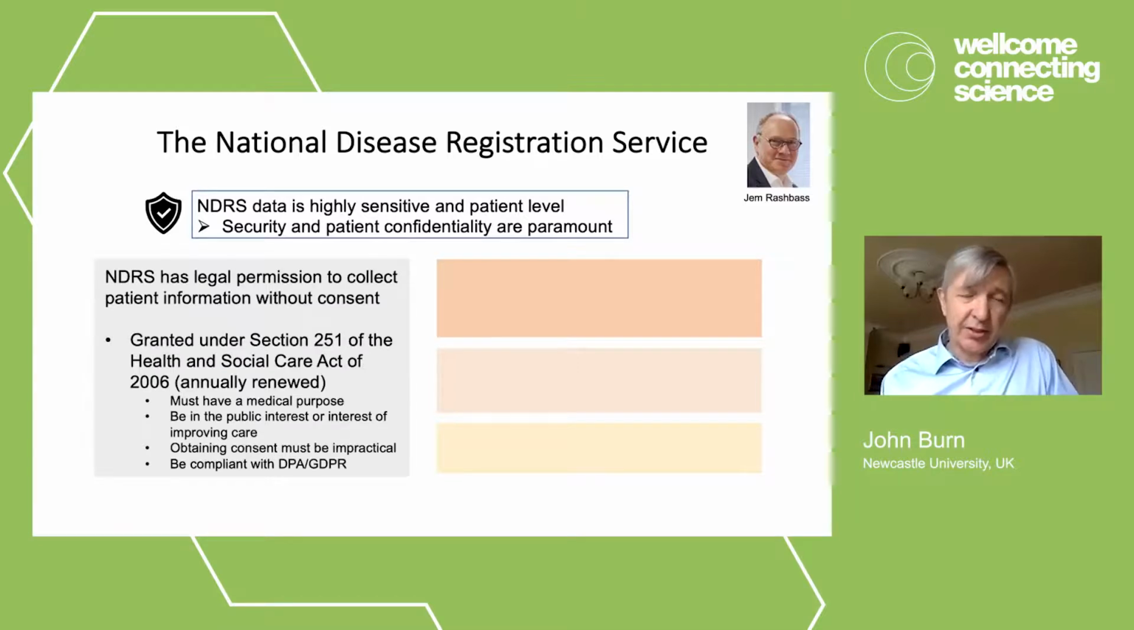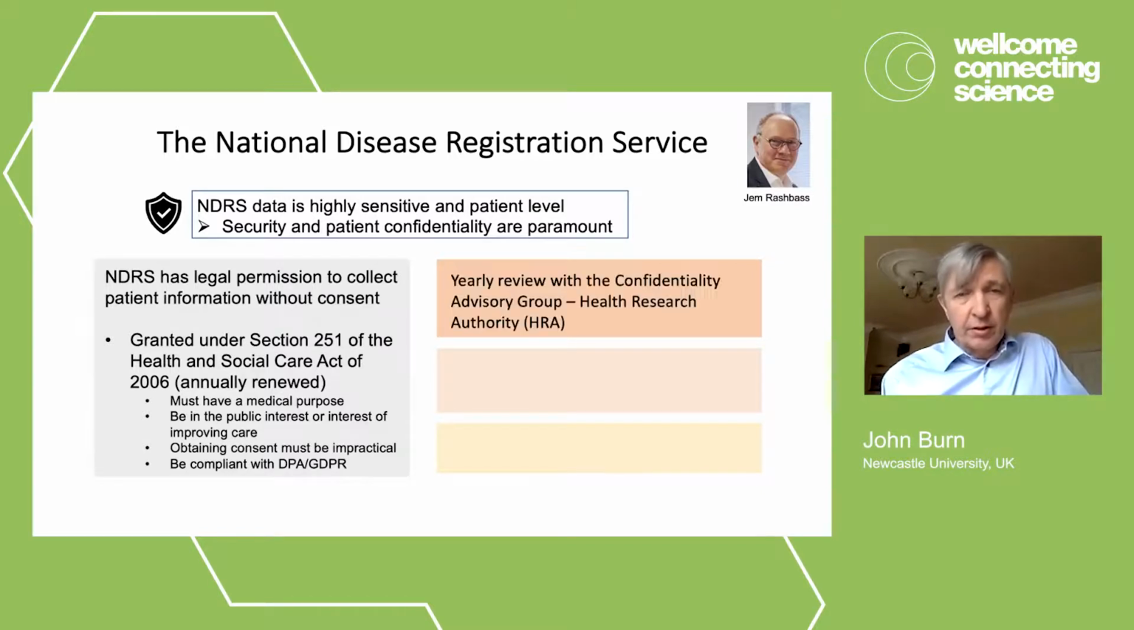And it has, in British law, legal permission to collect information about patients, granted under what's called Section 251 of the Health and Social Care Act. And of course, this is a very sensitive issue, so it is under review annually by the Confidential Advisory Group of the Health Research Authority. And patients can opt out of it, although this is very rarely the case, because people have a trust in the NHS in Britain and are happy for their data to be used in this way.